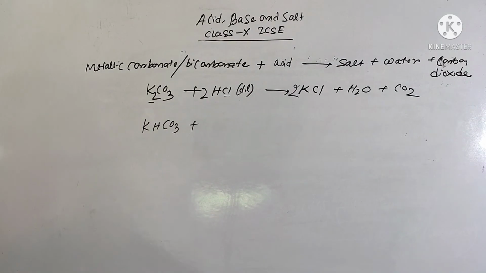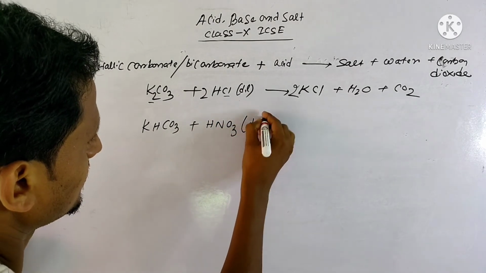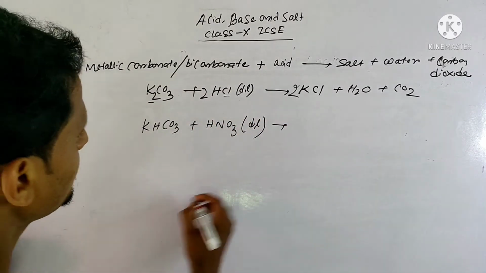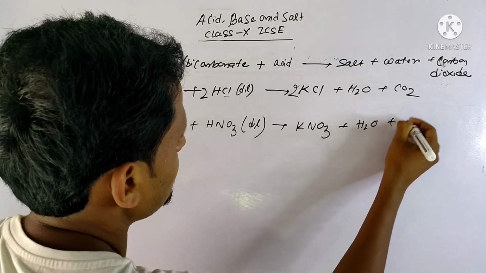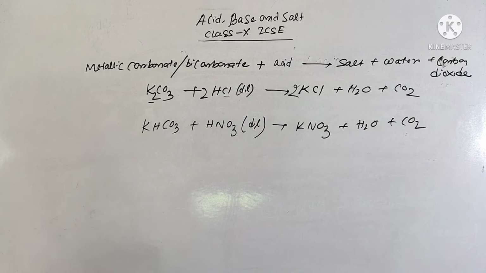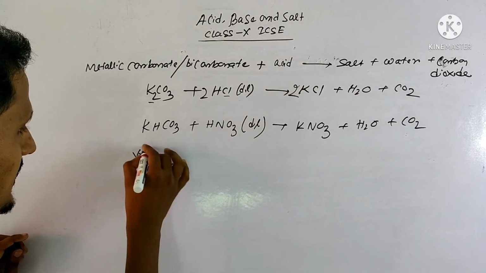Say HNO3. What will form? It will form potassium nitrate plus H2O plus CO2. Okay, KNO3. Done. Next, if you react copper carbonate, this reaction is very important for ICSE.